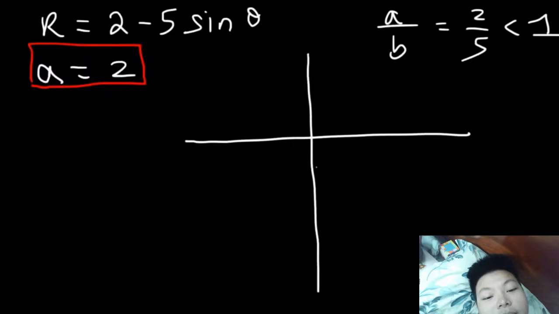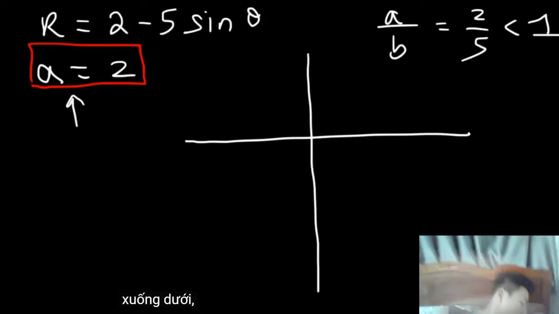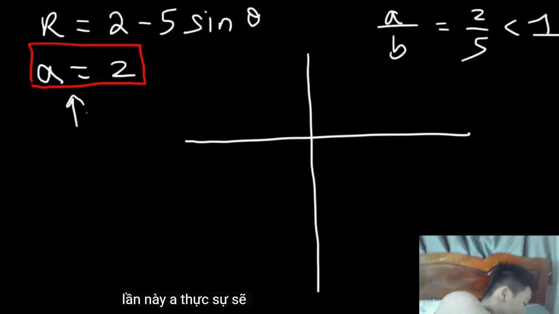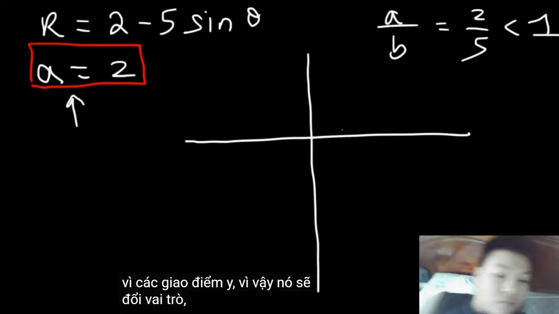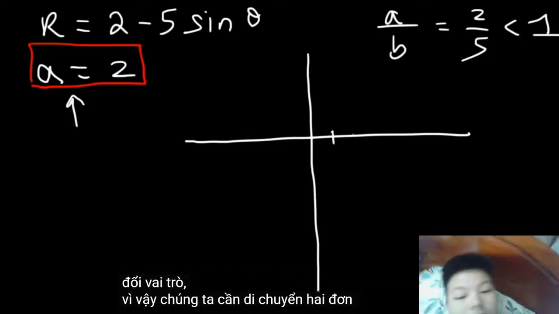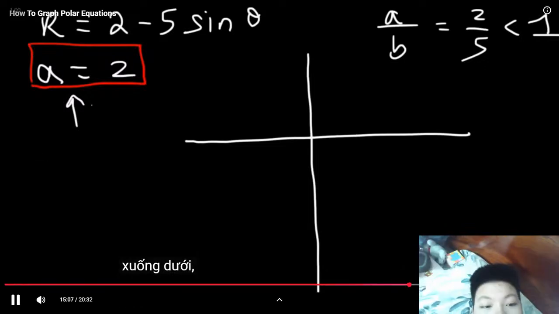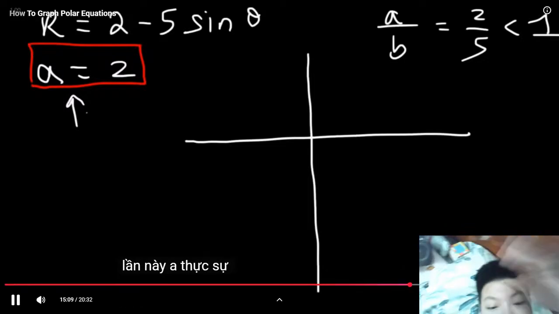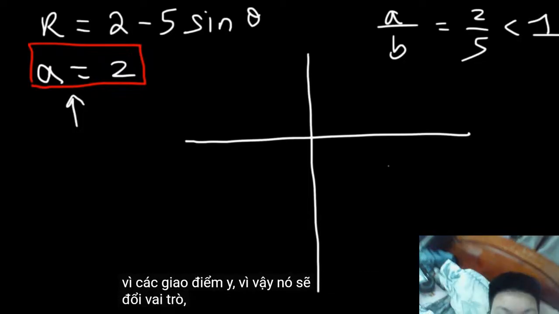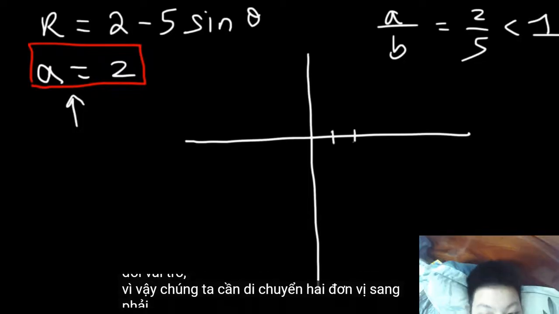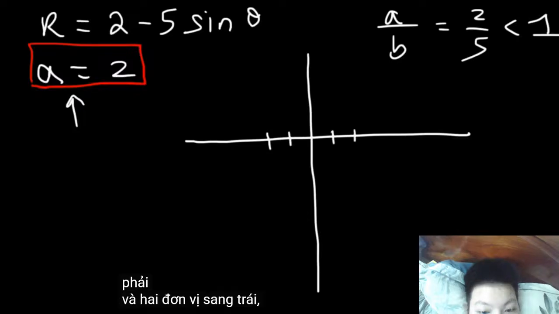Well, in this case, because it opens downward, a is actually going to be associated with the x-intercepts this time, instead of the y-intercepts. So it's going to switch roles. So we need to travel 2 units to the right, and 2 to the left.